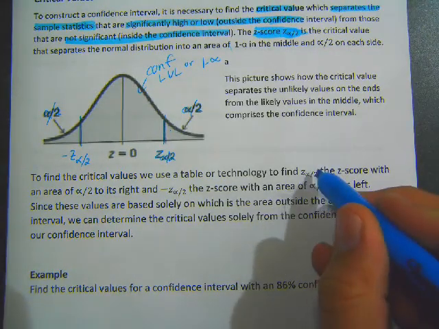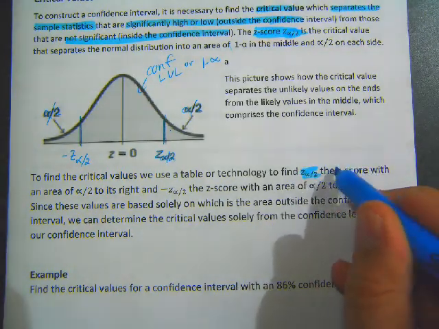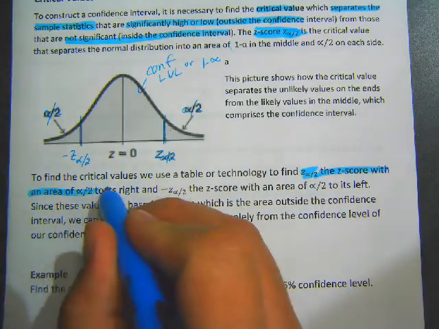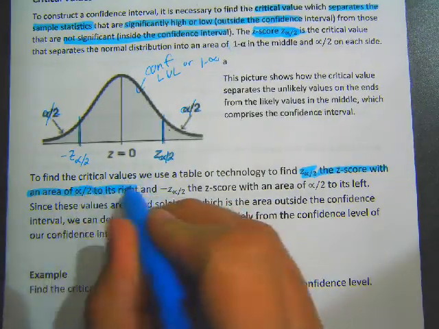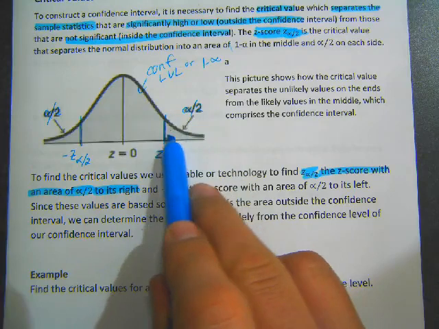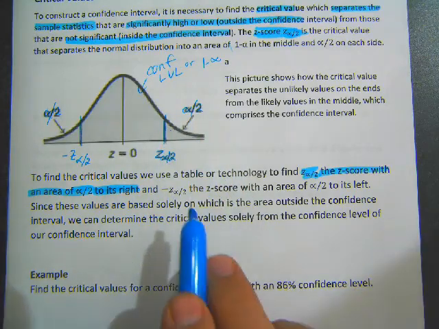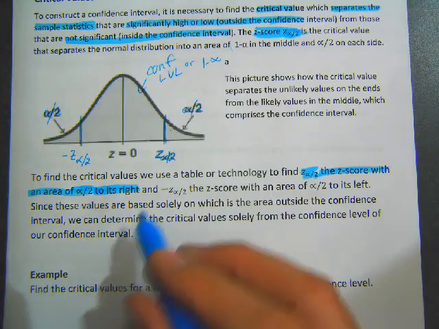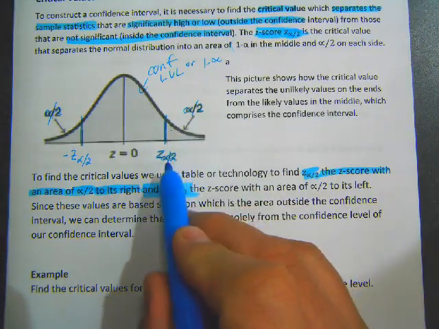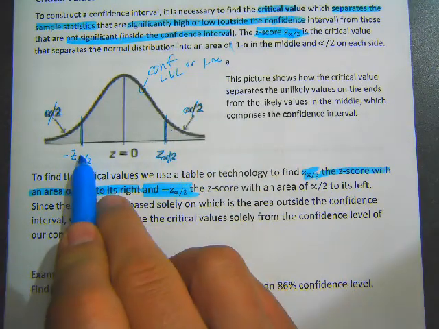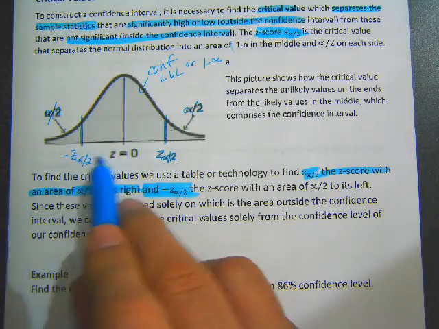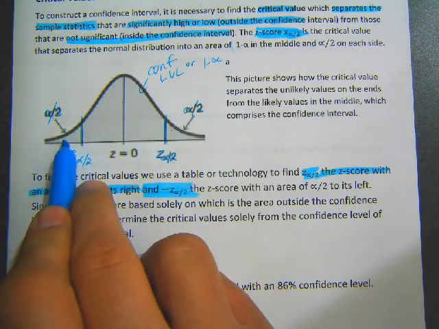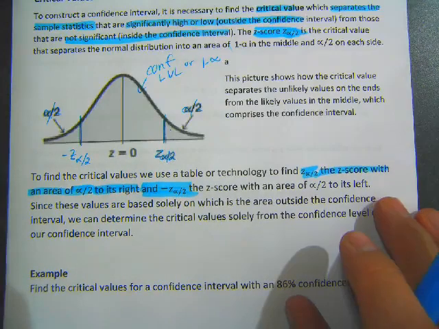And we're going to find z alpha over 2, which is the z-score with an area of alpha over 2 to its right. Remember, alpha over 2 to the right. And then we're going to find negative z of alpha over 2, which is just the negative z-score. So we're going to find both. But once you find this one, you can just make it negative and you've got the other one. It's not too hard to find the negative one, because you just find this one and then make it negative.